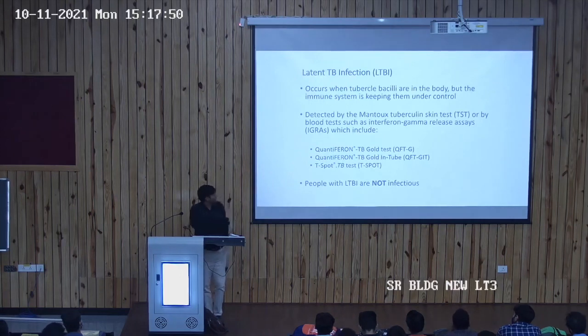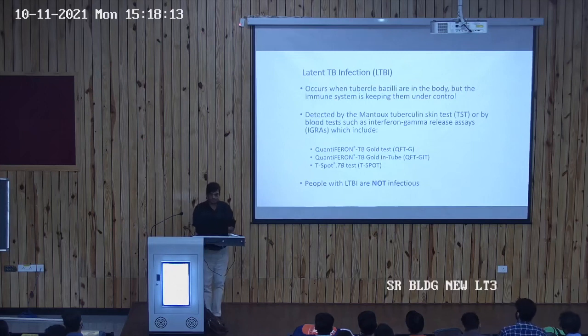So how are you going to detect it? We detect it with the help of a Mantoux tuberculin skin test, or by a blood test such as interferon gamma release assay, IGRA. IGRA could be the QuantiFERON TB Gold test, the QuantiFERON TB Gold In-Tube test, or the T-SPOT TB test. It is to be remembered that people with LTBI are not infectious.